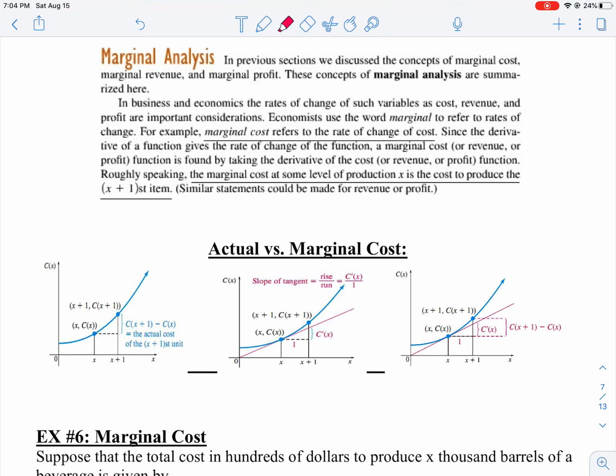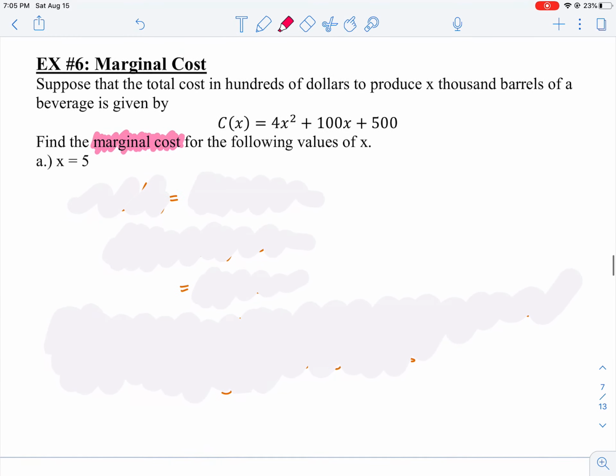So, roughly speaking, the marginal cost at some level of production x is the cost to produce the x plus 1 item. So it's really talking about what happens when you go to produce the next item that you're producing. How is the cost changing? Or the profit changing, or the revenue changing. So we can actually use this for all of the above. So as soon as we hear that word marginal, we know we're just finding the rate of change or the derivative. Okay? Let's look at example number 6.